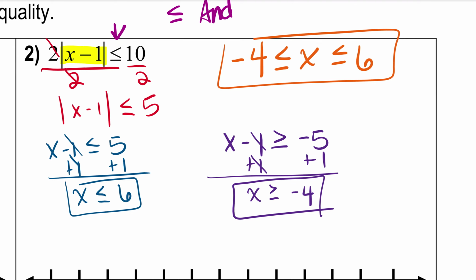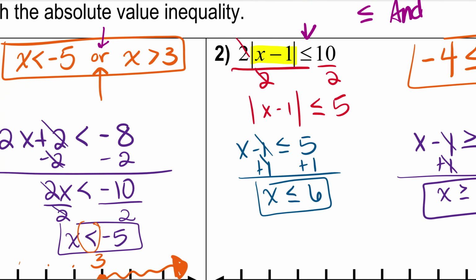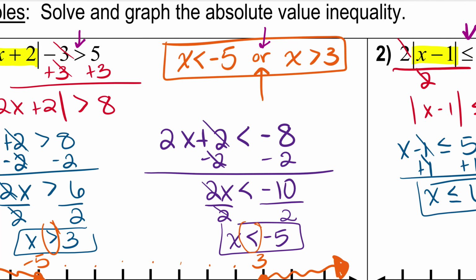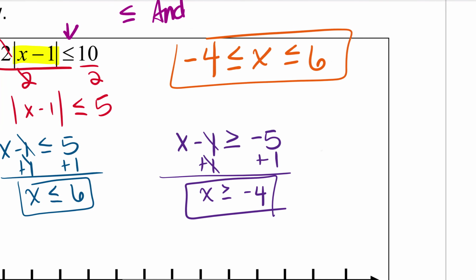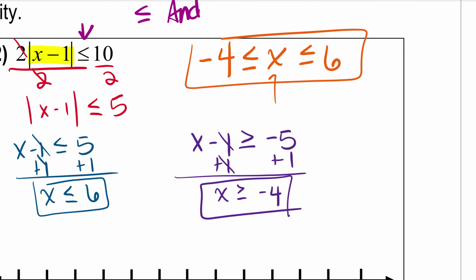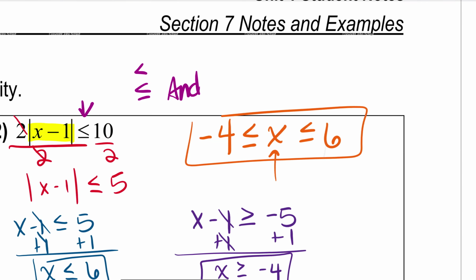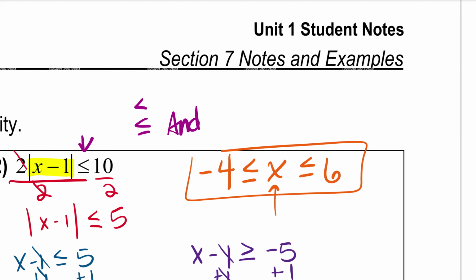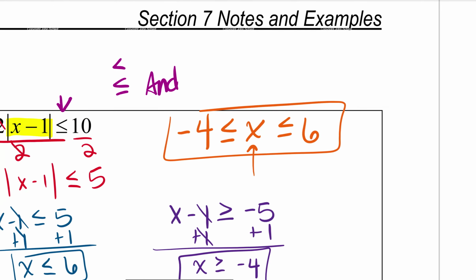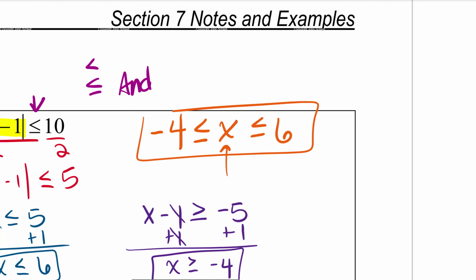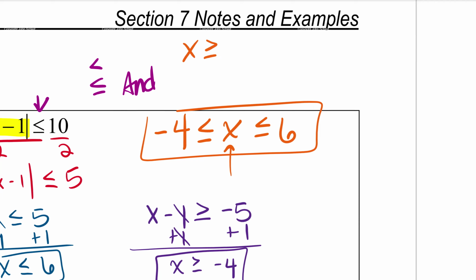So notice the big difference between this one, that's and, and the first one, that's or. So or, I have to write the word or. That's the only way I can do it. And you can just put x in the middle where it is, or if you really wanted to, just another way, I don't ever use this way, you could write both of mine separately. So I could do x is greater than or equal to negative 4 and x is less than or equal to 6.